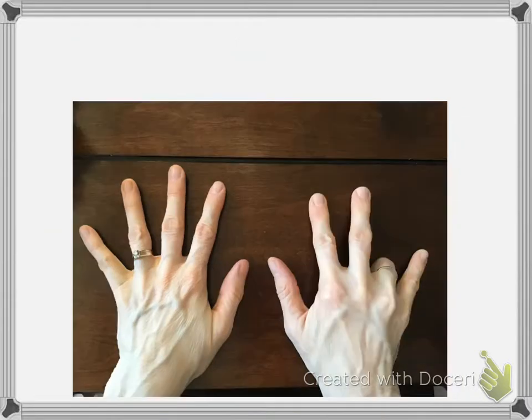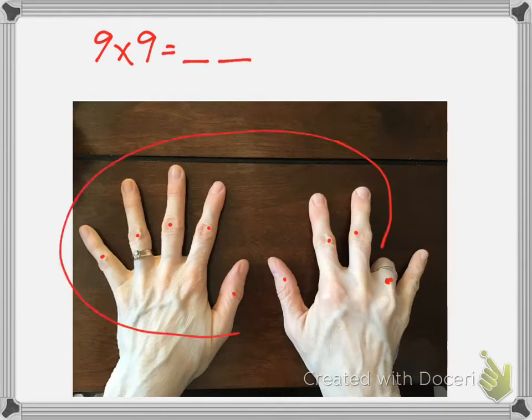Cool. And let's try one more. What number finger is this? 1, 2, 3, 4, 5, 6, 7, 8, 9. So we're doing 9 times 9. See if you can figure out how many fingers are on the left and how many fingers are on the right. Okay, and if you got 81, you are correct.